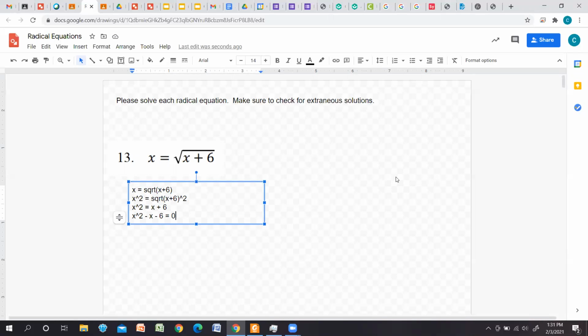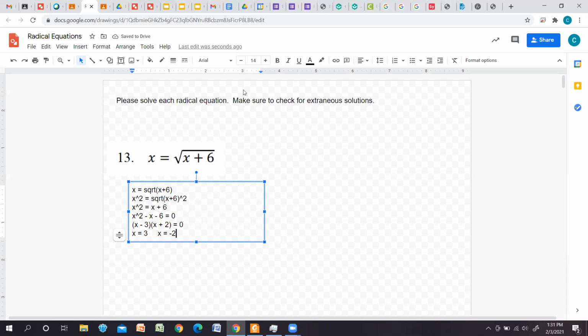Okay. So first I check if it's factorable. In this case, what two numbers multiply to get negative 6 and add to get negative 1? Well, negative 3 and 2 multiply to get negative 6 and add to get negative 1. So we get x minus 3 and x plus 2. Now that I've factored it, based on the zero product property, I can get the solutions: x equals 3 and x equals negative 2.